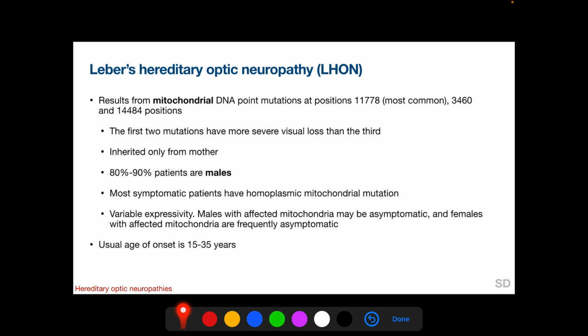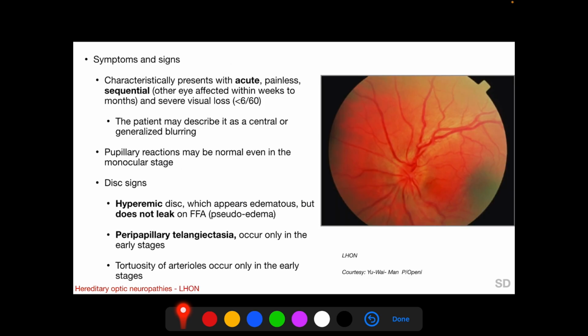Most symptomatic patients have homoplasmic mitochondrial mutation, which means that all their mitochondria have the mutation. And LHON has variable expressivity. Males with affected mitochondria are generally symptomatic but may be asymptomatic, whereas females with affected mitochondria are frequently asymptomatic. The usual age of onset is 15 to 35 years.